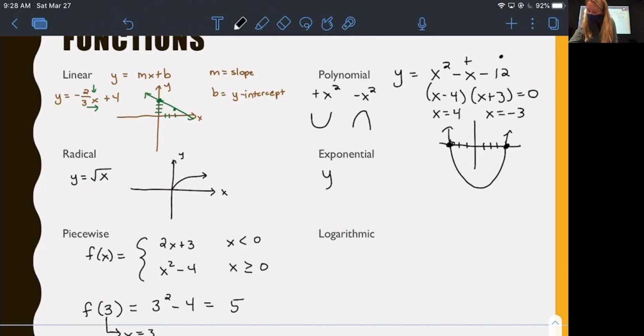Exponential functions are when the variable is an exponent. Their graphs look like ramps. So they'll start low and then they shoot up high.